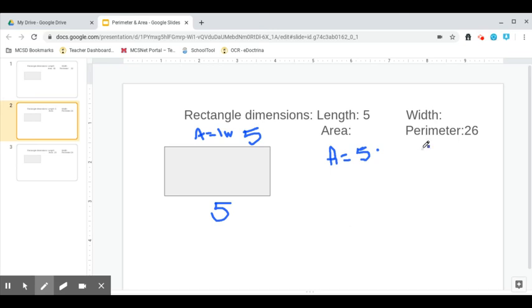So I'm going to use my perimeter. I know this plus this plus this plus this is 26. So I have 5 and 5, so I have part of the perimeter. I have 10 of it.